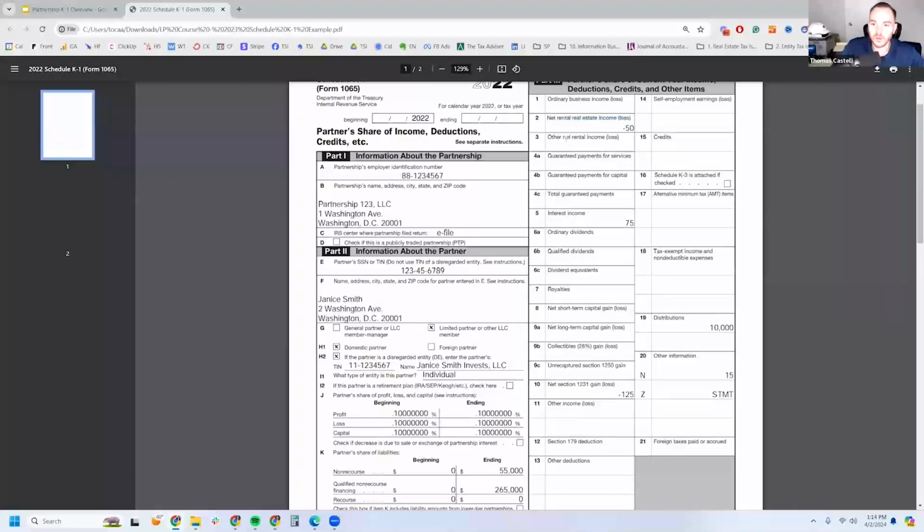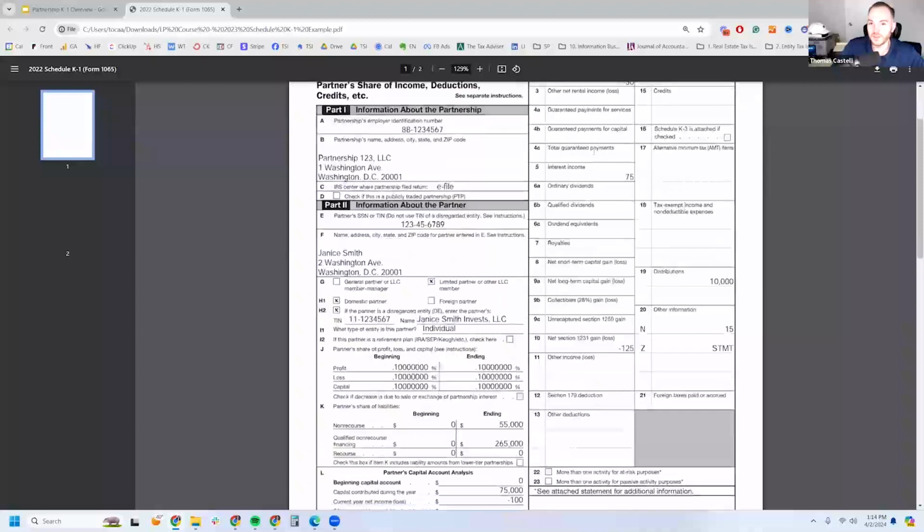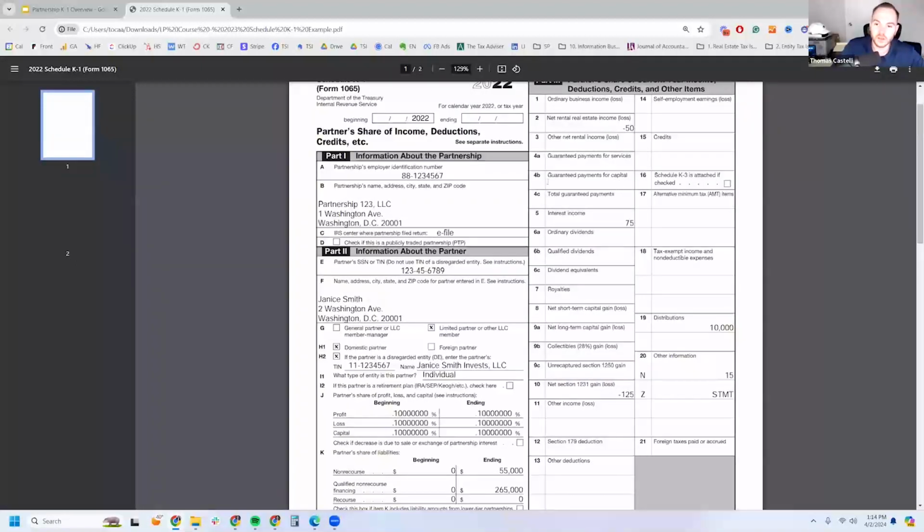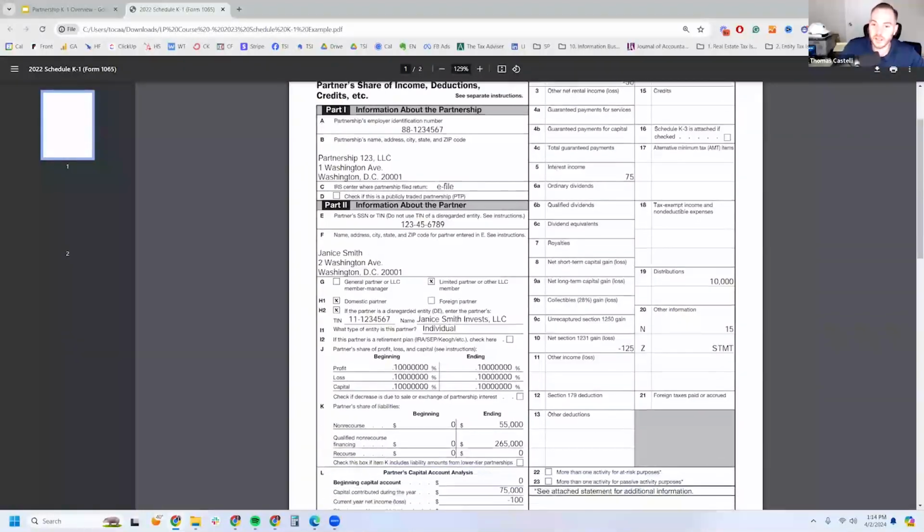Now, as we go down, boxes 1, 3, 4, 4A, 4B and 4C are typically something you're not going to see as a limited partner. This would be stuff that would be on the general partnership's tax return, if the general partner takes any guaranteed payments, which is basically a salary. And oftentimes that's not the case.